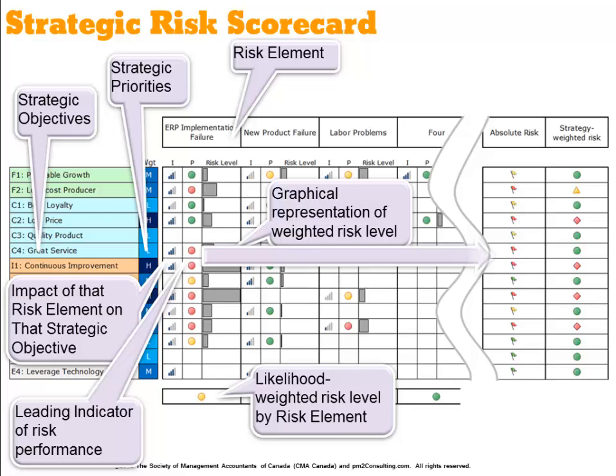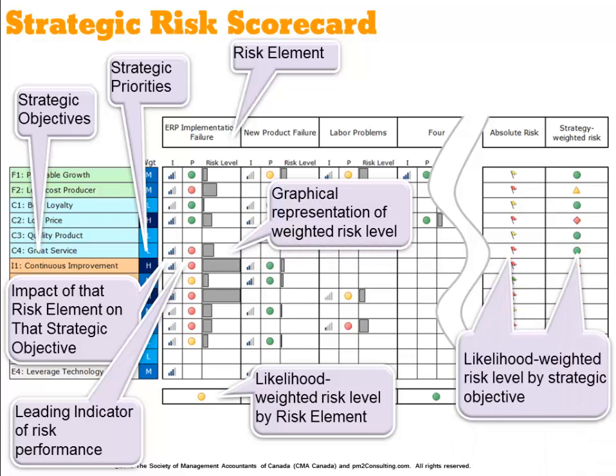Or we can add it up horizontally by strategic objective and give you two scores, the absolute risk by strategic objective and a strategy weighted risk. These tools allow management to visually see where risk is occurring and understand where they can take action.